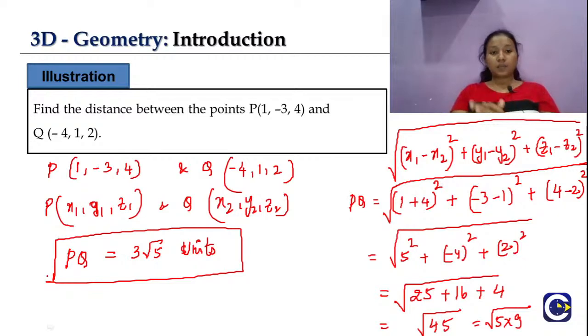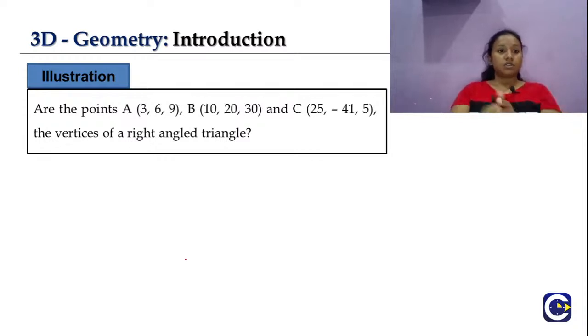So this is how we apply the distance formula that we have seen. For this question, 3 root 5 units is the correct answer. So let's do the next question. Here they have given 3 points, A, B and C, which are the vertices of a right angle triangle. They are asking whether the given points A, B and C are the vertices of a right angle triangle or not. So you have to verify whether these points are forming a right angle triangle or not. So how can you verify?